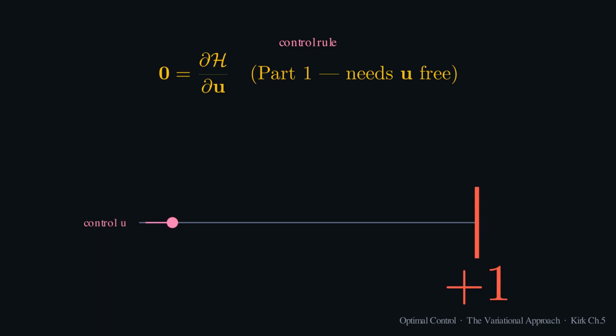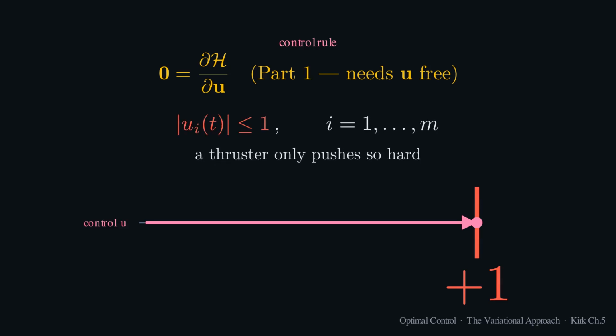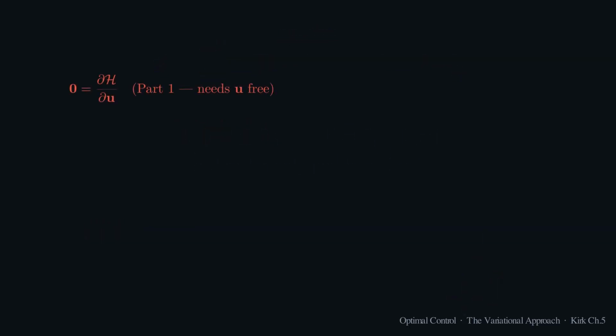But that rule is fragile. Setting the derivative to 0 only makes sense if the control is free to move in any direction, if you can nudge it a little either way and watch the Hamiltonian respond. And in the real world, controls are bounded. A thruster only pushes so hard. A steering wheel only turns so far. Write that as the absolute value of each control component is at most 1.